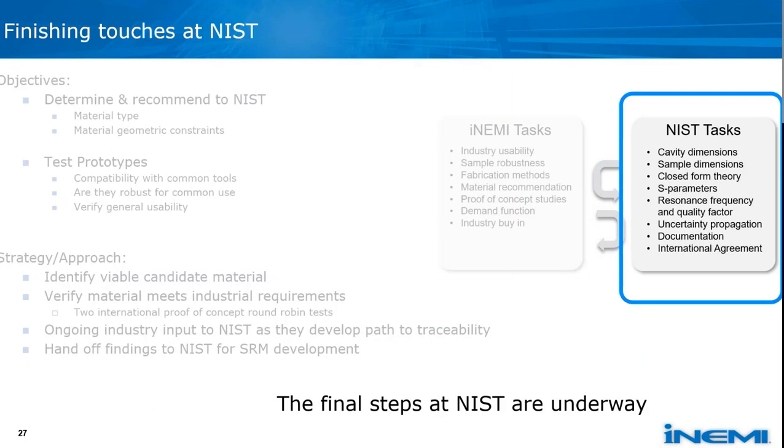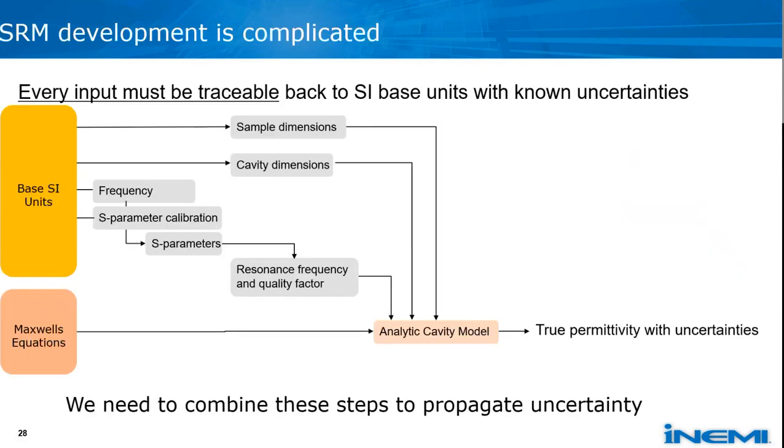But we're really kind of wrapping up, especially moving into the uncertainty propagation and a lot of the documentation steps that we need to make a successful standard at NIST. So these final steps really are kind of underway, and hopefully we can talk about some of the last ones going on and where the hangups are.